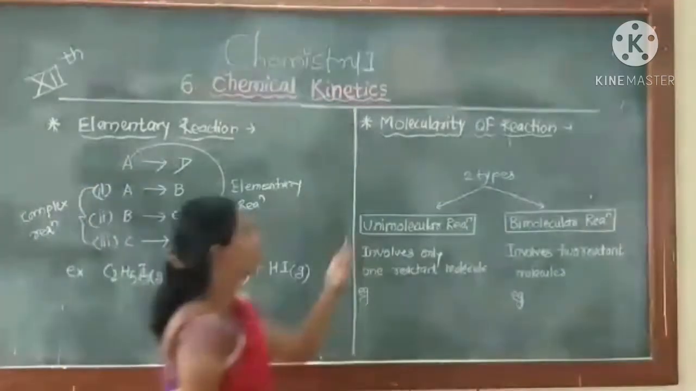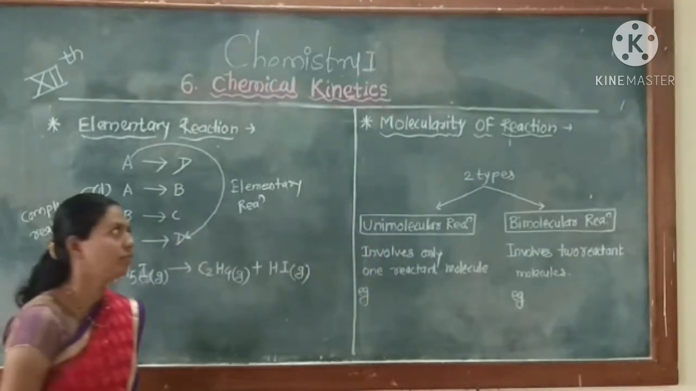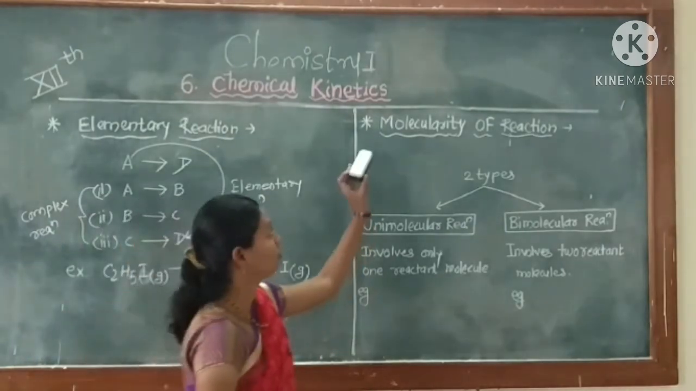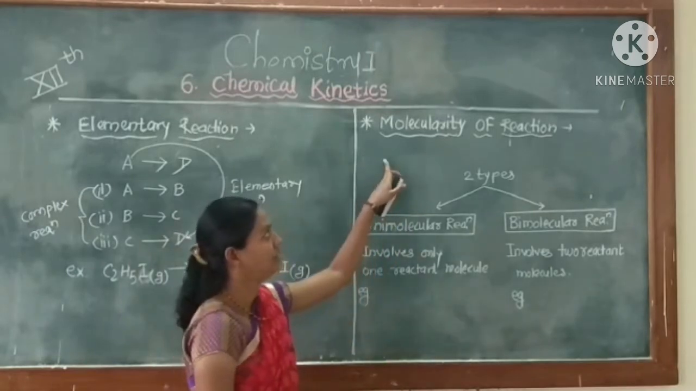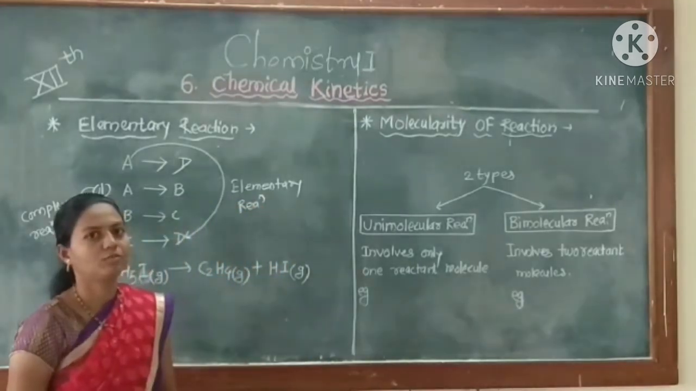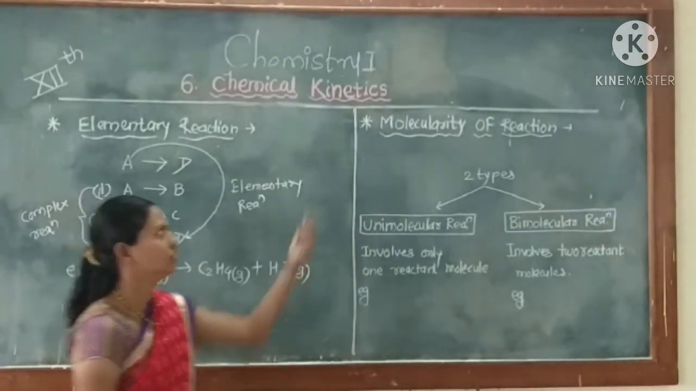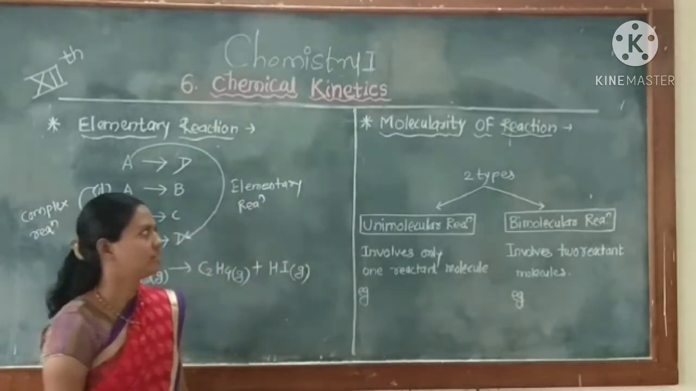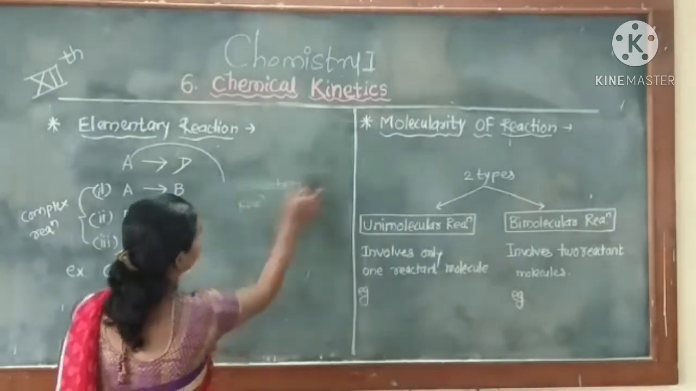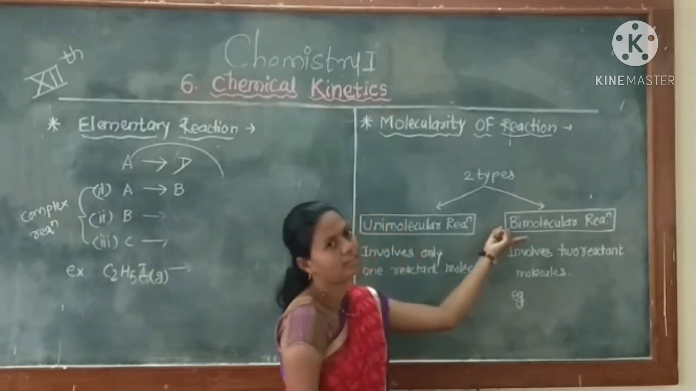Yes, understood? The next point we have to see is the molecularity of reaction. It involves the number of reactant molecules. Molecularity of reaction is for the elementary reaction, in which there is involvement of a number of reactant molecules. That means the number of reactant molecules taking part in the chemical reaction is called the molecularity of reaction. There are two types based on the molecularity of reaction. First one is unimolecular reaction and second one is bimolecular reaction.